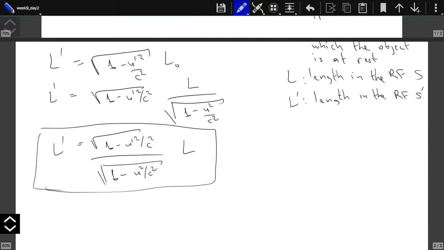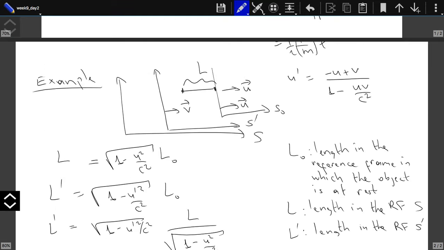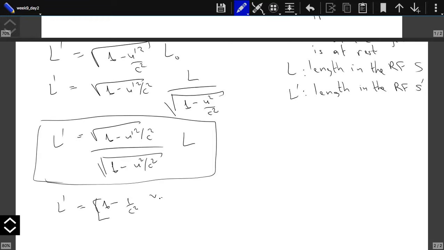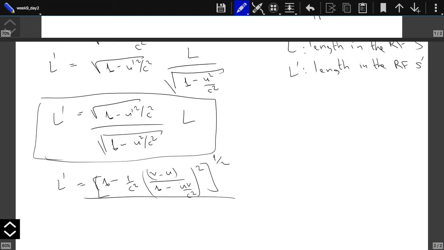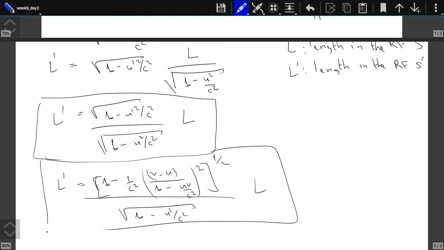So L prime is 1 minus 1 over c squared, u prime is v minus u divided by 1 minus uv over c squared, all of the things squared, to the power 1/2, divided by the square root of 1 minus u squared over c squared, times L. Well, it doesn't look that nice. Let's try to simplify it a bit, so it might look a bit nicer.